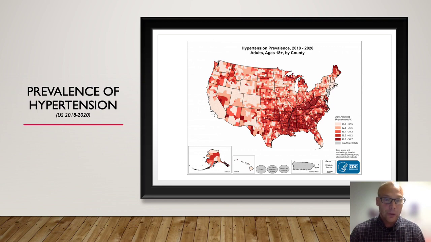These are 18 and older. This is a little bit older of a prevalence map, 2018 to 2020. However, I haven't found anything as recent as this for a map, but I imagine that a lot of the standards are the same at this point.